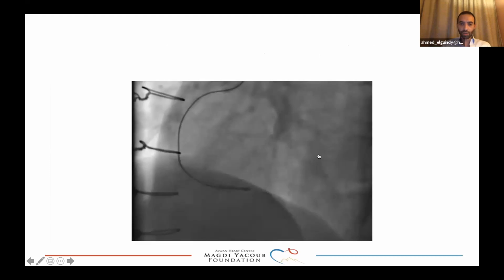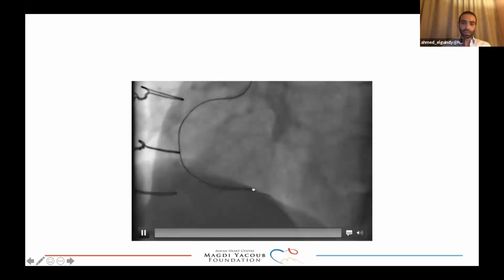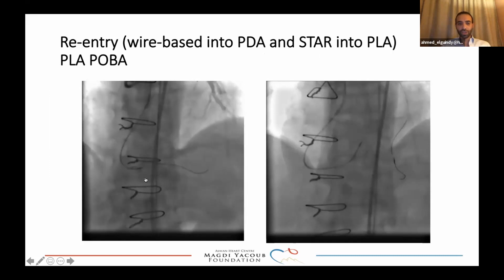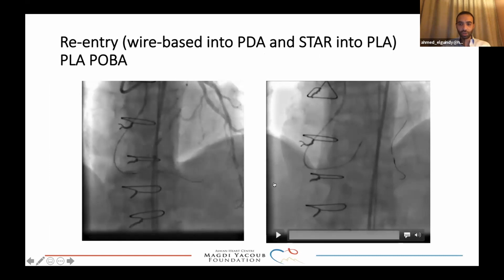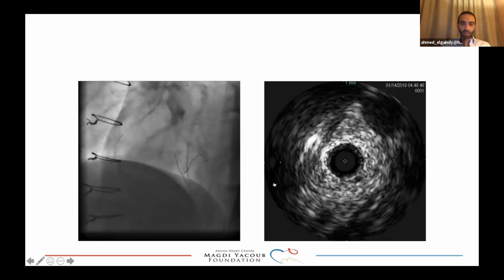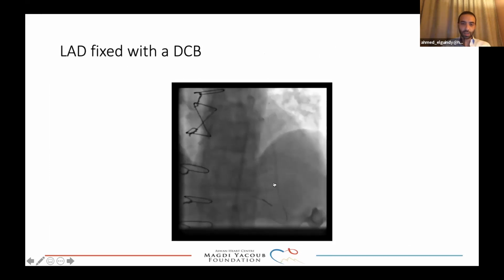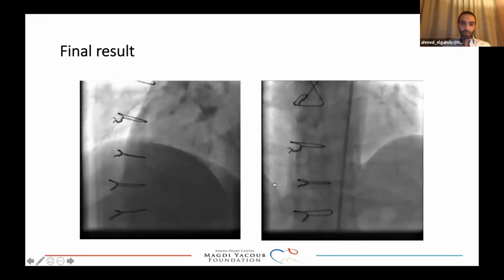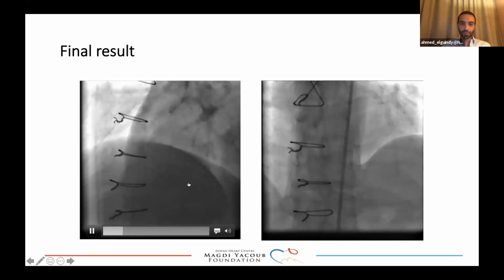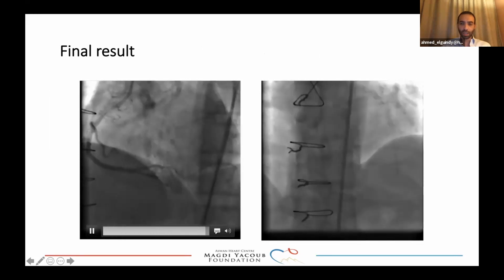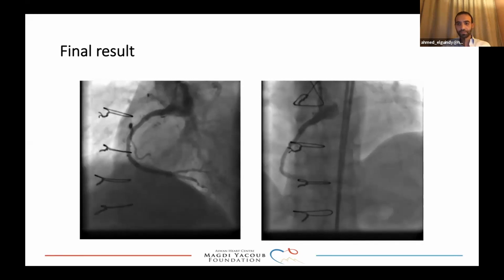And doing that, we were able to advance the antegrade gear, perform the reverse CART in the distal RCA, salvage the PLA, which now has a dissection at its origin, using a dual lumen microcatheter, and ended up putting, I think, 3 stents all the way from the proximal right coronary artery into the PDA with only a drug-coated balloon at the ostium of the circumflex.